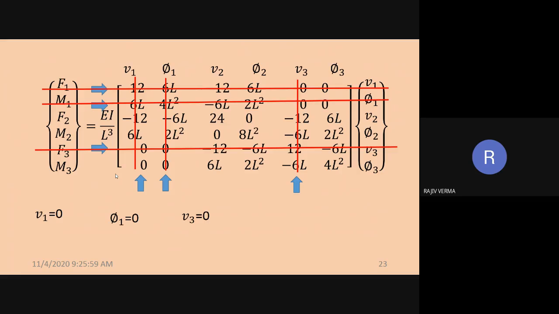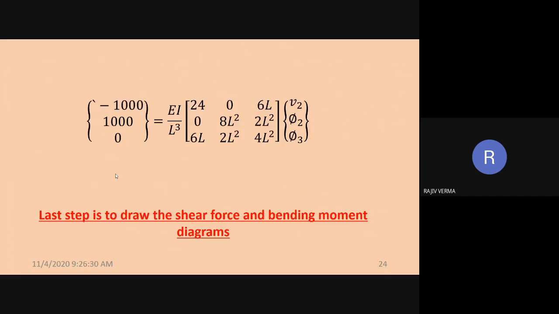So we have three equations, and the unknowns are V2, phi 2 and phi 3. We have M2 and F2, which are known. M3 obviously is a free end. Node number 3 corresponds to a free end. It's not a fixed support, it's a simple support which obviously cannot sustain any moments. So the value of M3 is going to be 0.